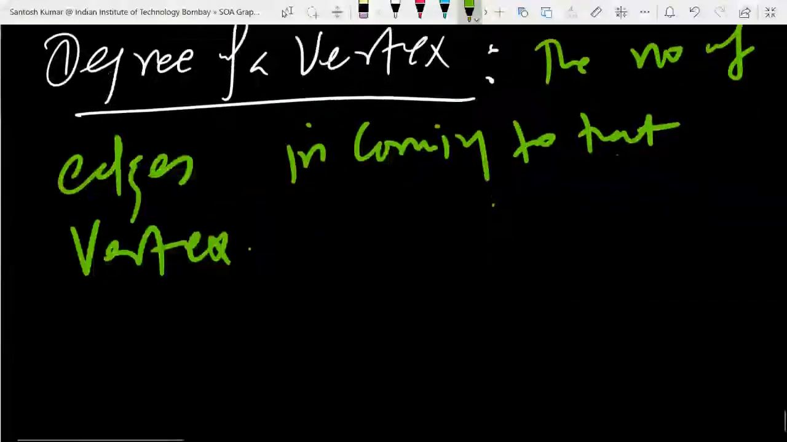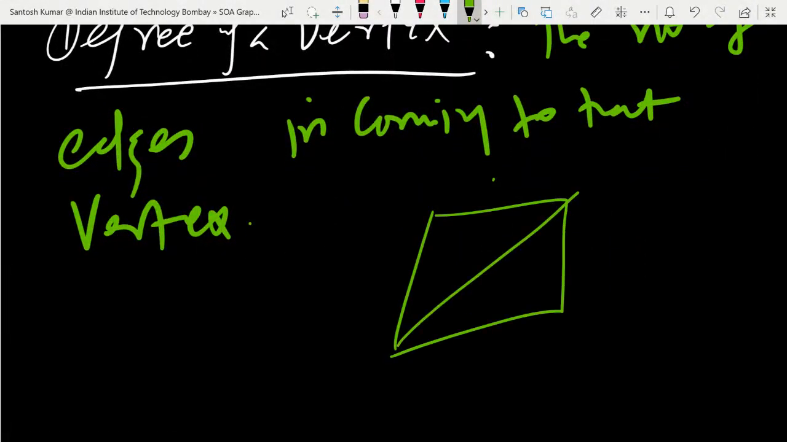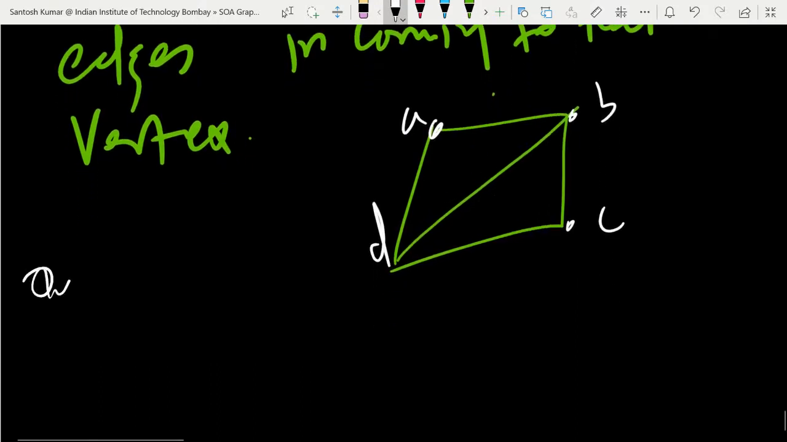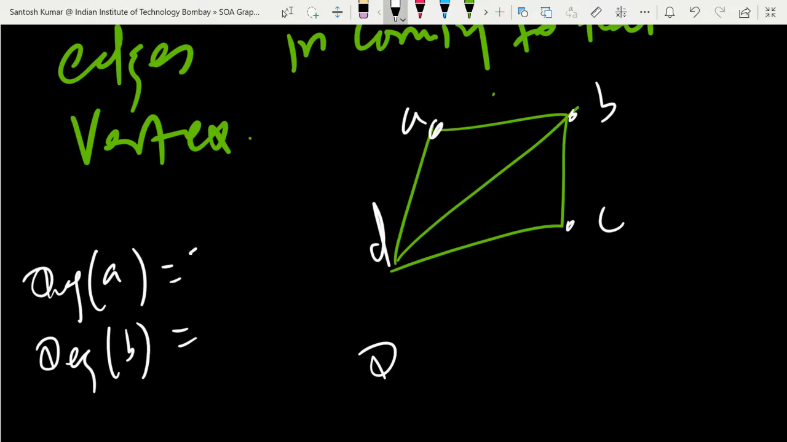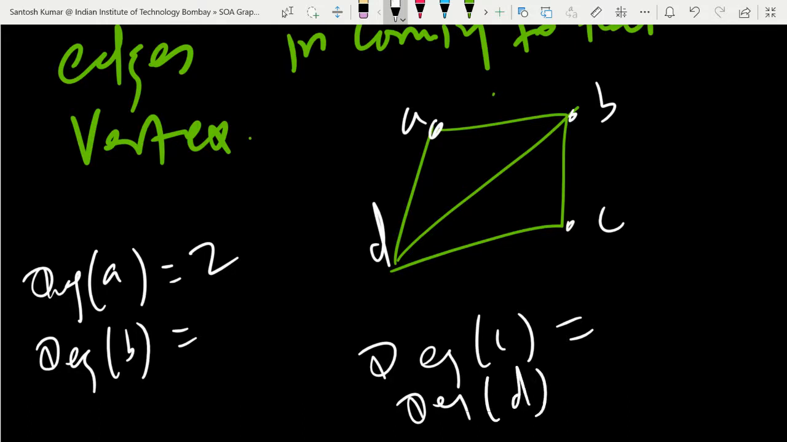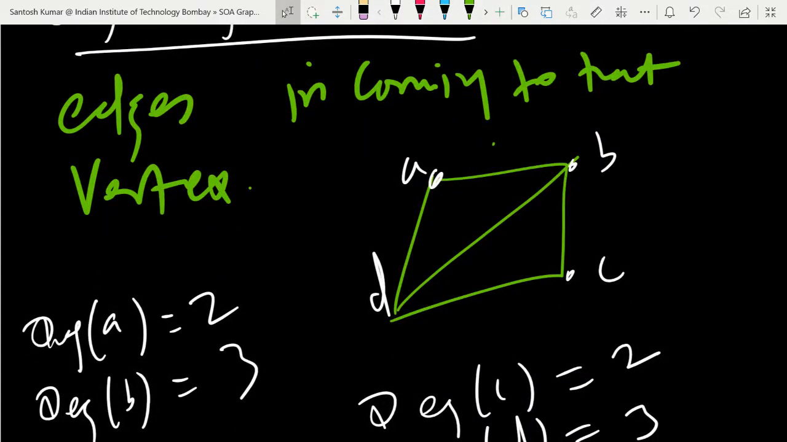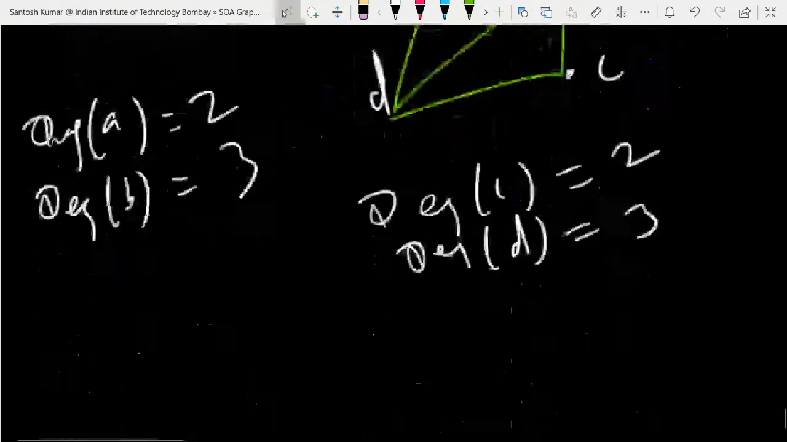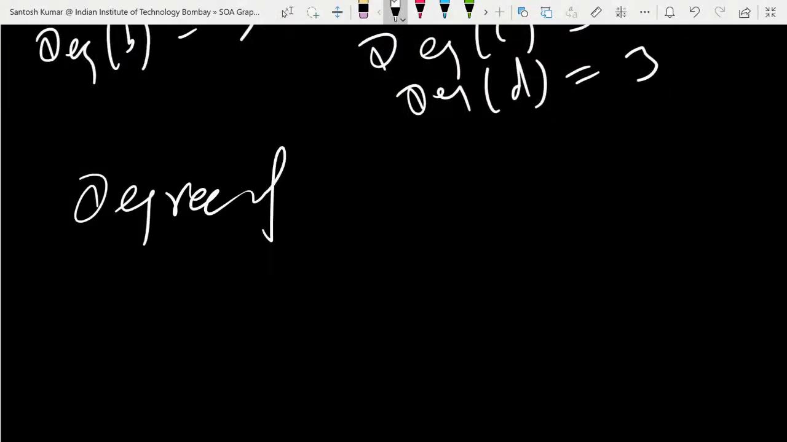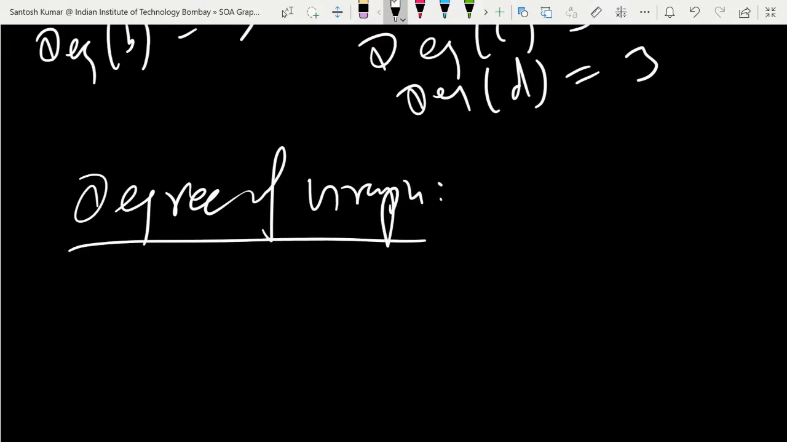Okay, like in a graph, suppose let me say A, B, C, D. So what is the degree of A? 2. Degree of B, 3. Degree of C, 2, and degree of D, 3. Okay, so you know this. If I ask you what is the degree of this graph, then 3, maximum. Okay, so if you define the degree of a graph, it is the maximum of the degrees of the vertices.